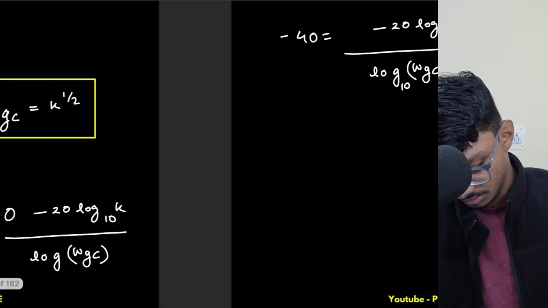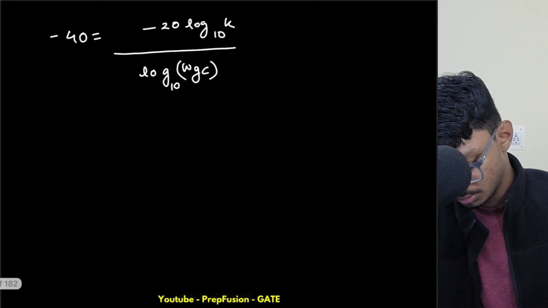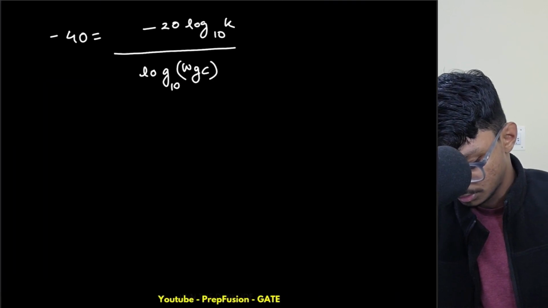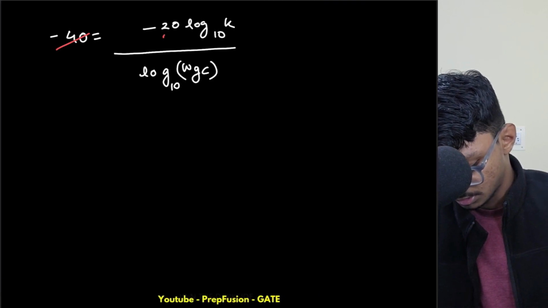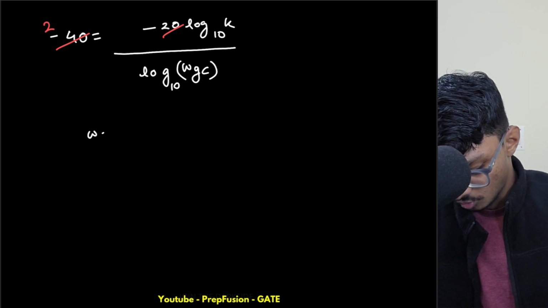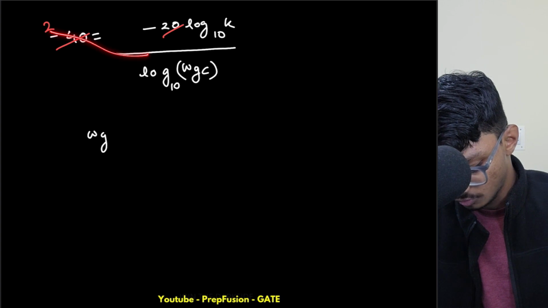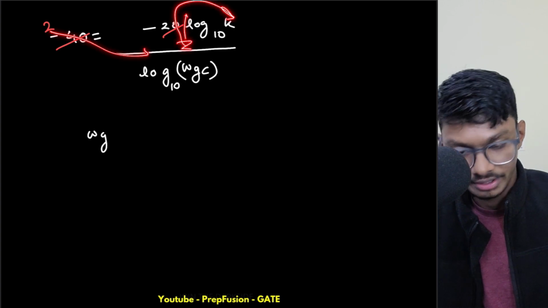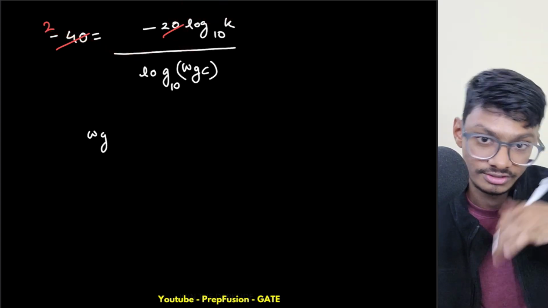This is also log base 10. This is also log base 10. Now what is happening? This gets cancelled. So this is 2, and we're left with omega gc. If you divide this by 2, 1 by 2, this 2 can go to the power side. I'm doing the reverse property now.